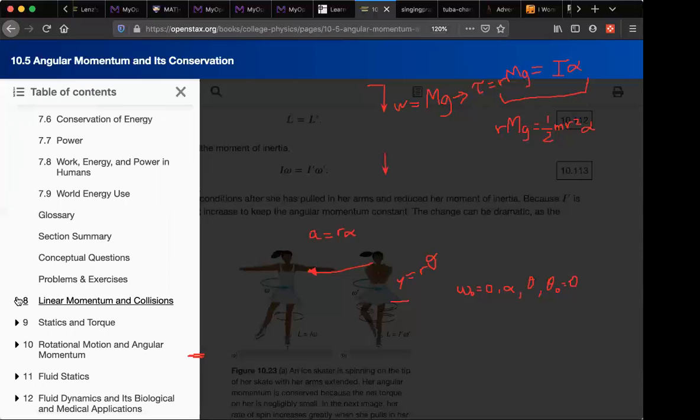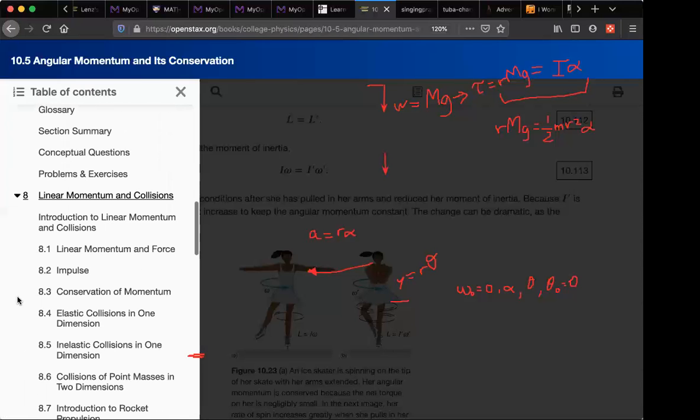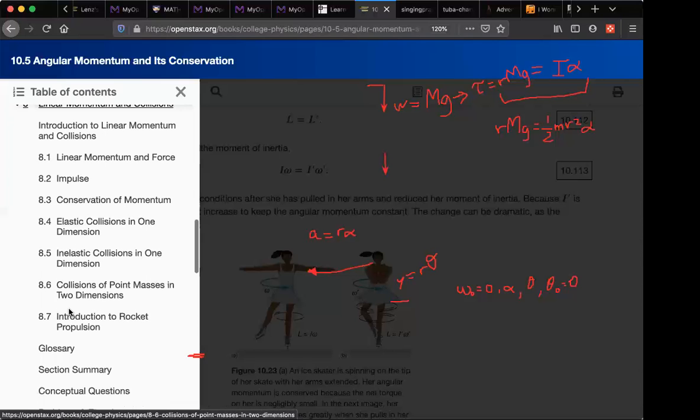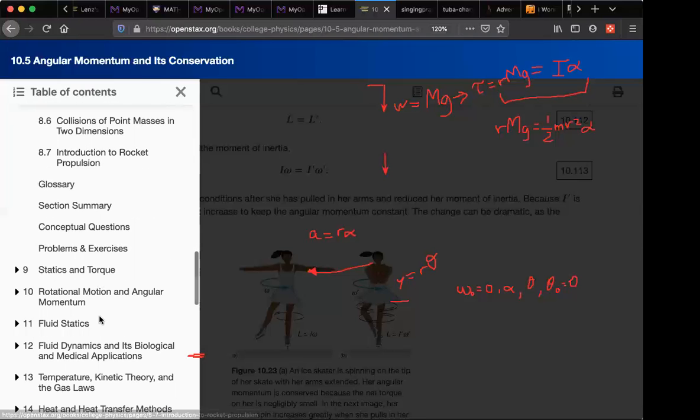Chapter 8, linear momentum and collisions, where momentum is also related to force, but it's not so much about the force that causes things to move a distance, but a force that is applied over a certain amount of time to an object. And conservation of momentum we talked about, and then we started talking about different kinds of collisions. Elastic, where momentum and kinetic energy are conserved. Inelastic collisions, where only momentum is conserved. Two-dimensional collisions, rocket propulsion, and so on.